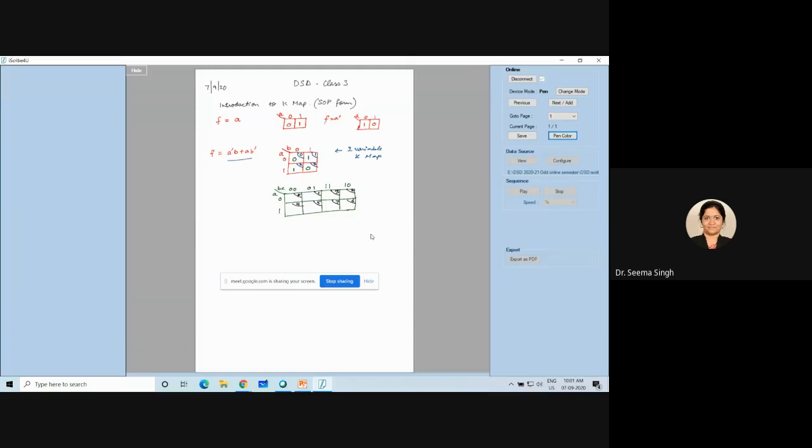Right? Now quickly, I want you people to put these two in the K-map. A bar BC. Where is A bar BC?